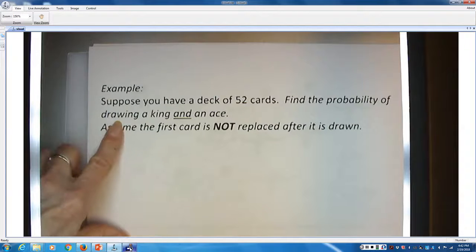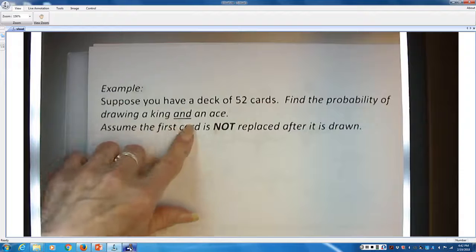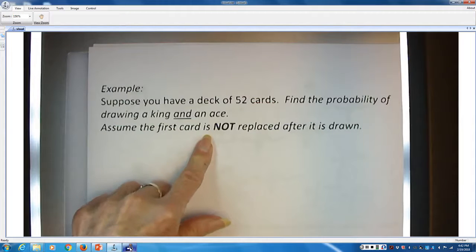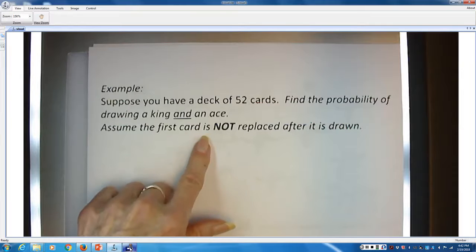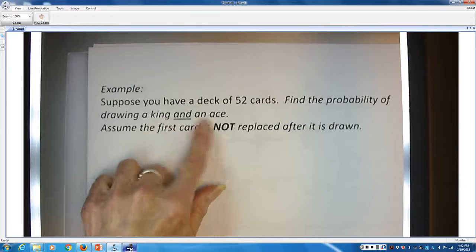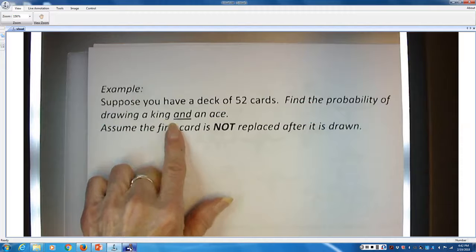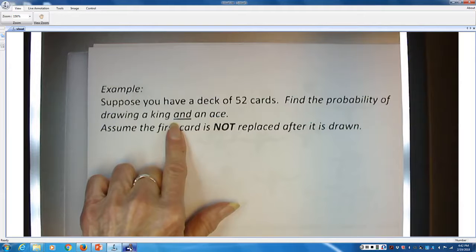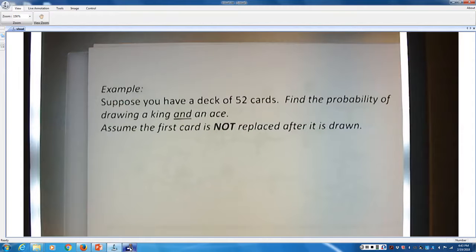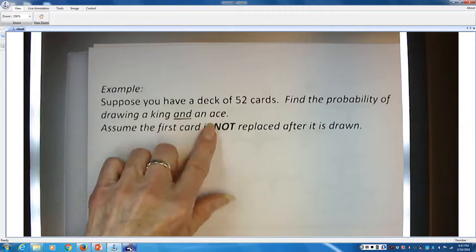We want to find the probability of drawing a king and an ace, but we're assuming that we're going to draw the first card and not put it back. We're going to draw the first card out of the deck, lay it on the table, then we're going to draw a second card. Because the answer to this, if we were only going to draw one card, would be 0, because there are no kings and aces on the same card. This is a question about if we draw 2 cards out of the deck, what's the probability we draw a king and an ace?